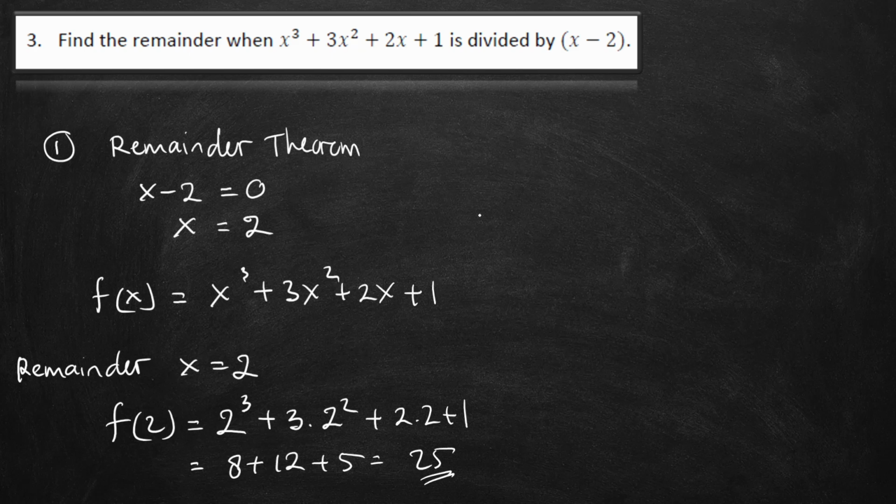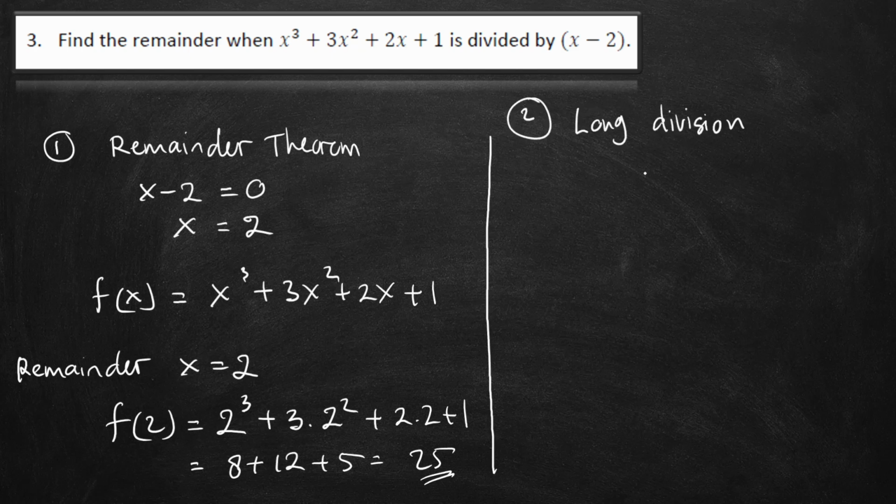If you're not sure about this one, we can use the simple one, which is long division. So this is the second way how to solve this one. Okay, long division. So we just put here x power of 3 plus 3x power of 2 plus 2x plus 1 divided by x minus 2. So for this long division, remember that you need to eliminate the first term first. So in this case, we have to eliminate x power of 3 first.